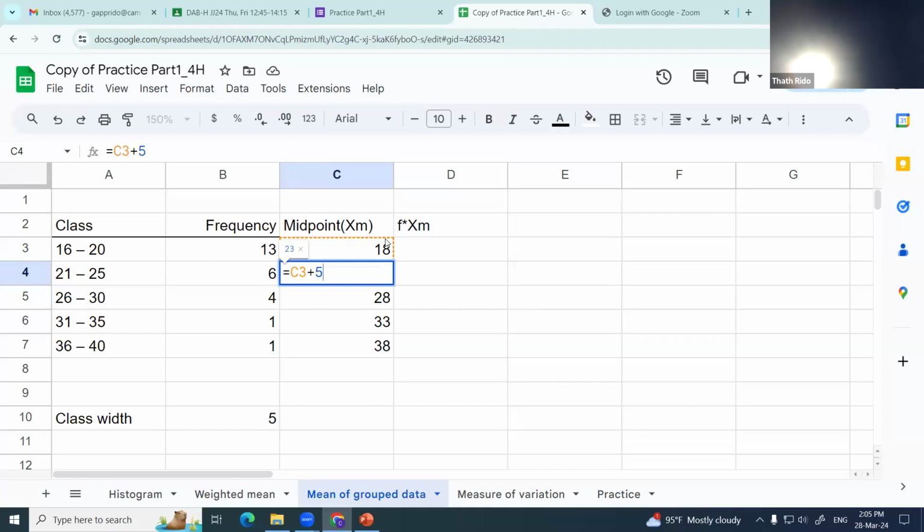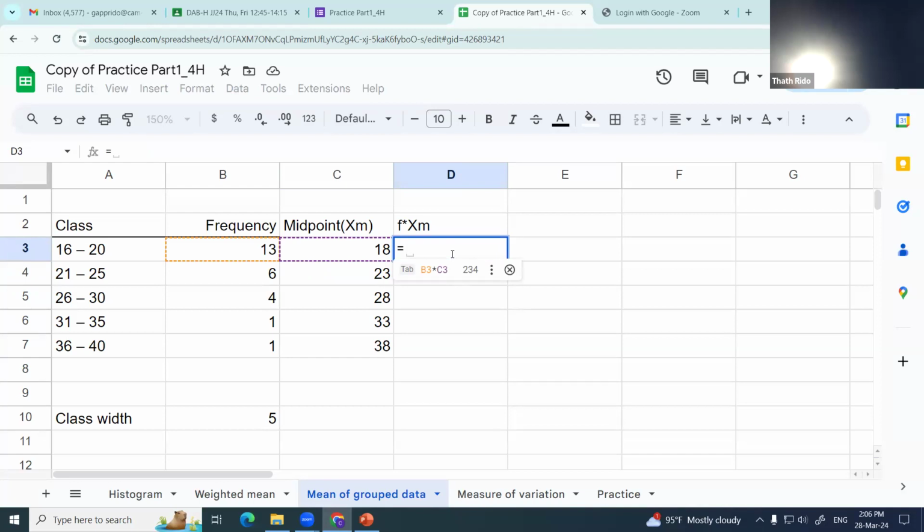We have 5 midpoints. Then we have to fill in the next column, which is frequency times class midpoint. Frequency times class midpoint is equal to, for the first class, the frequency of the first class is 13 and the midpoint of the first class is 18.